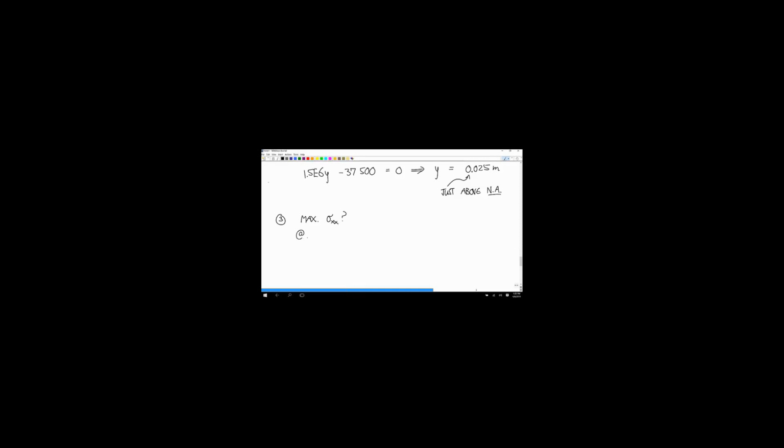So that's going to be at y equals positive 0.1. And then we have 1.5 times 10 to the 5th minus 37,500. And this time we get, what, 1.125 times 10 to the 5th pascals.